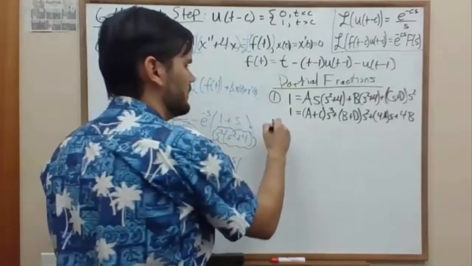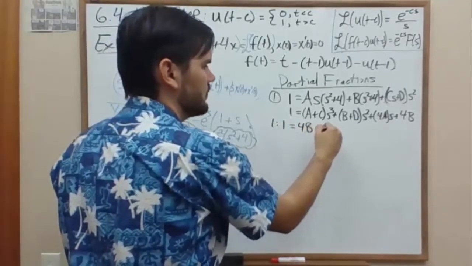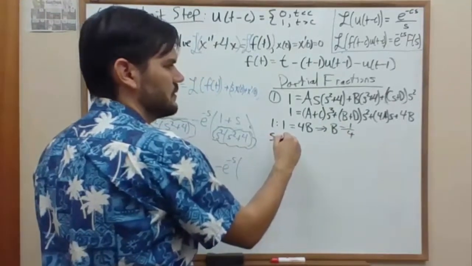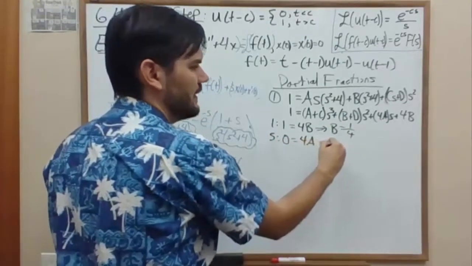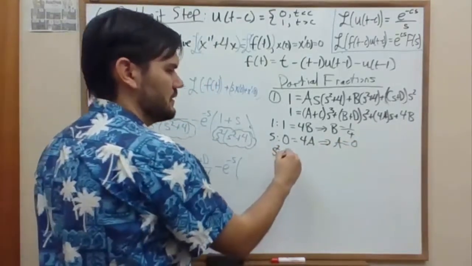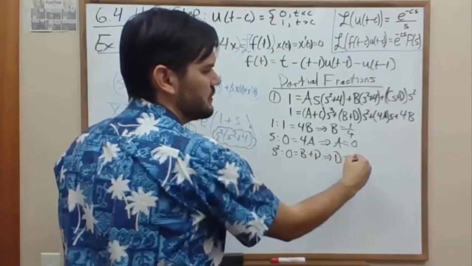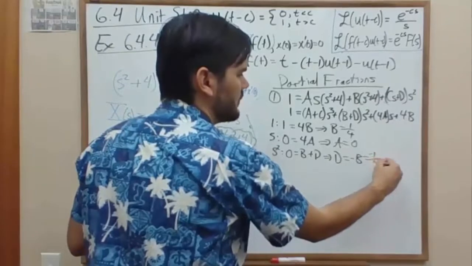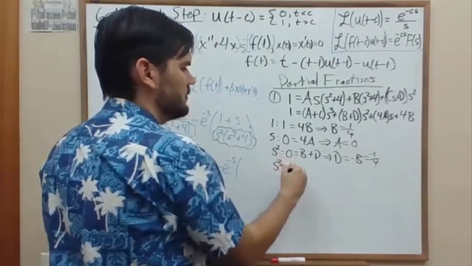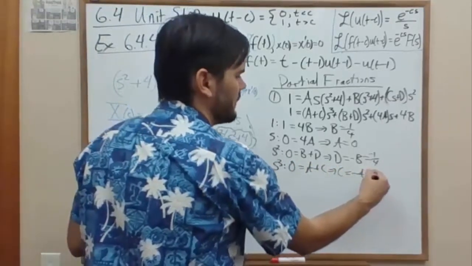So let's start off with the ones. 1 is equal to 4b. Okay, b is 1/4. The s terms: 0 is equal to 4a. A is 0. S squared terms: 0 is equal to b plus d. So d equals negative b, which is negative 1/4. And s cubed terms: 0 is equal to a plus c, which means c equals negative a, which is 0.